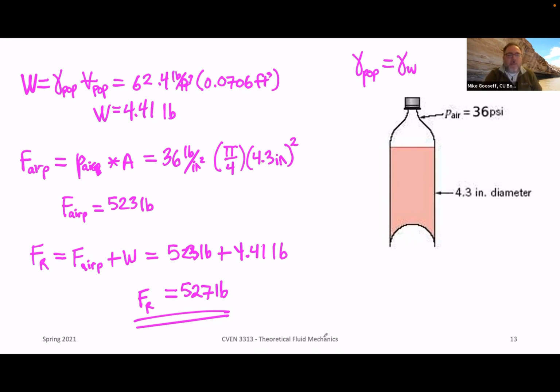We didn't really need to take into account the curved surface of the bottom of the bottle at all. In this case, you didn't have to, because it's not as if we were asking for a pressure distribution. We just wanted the total force. Yeah, good question.